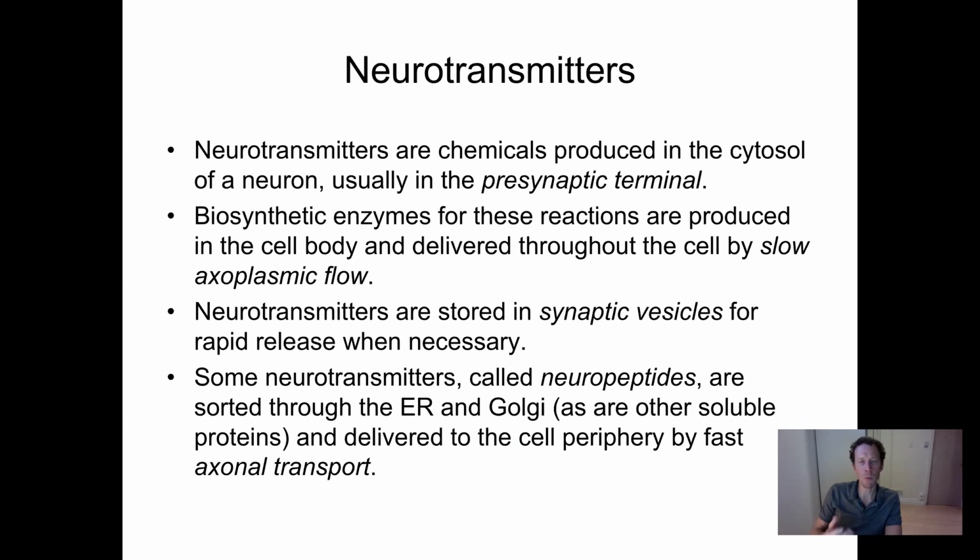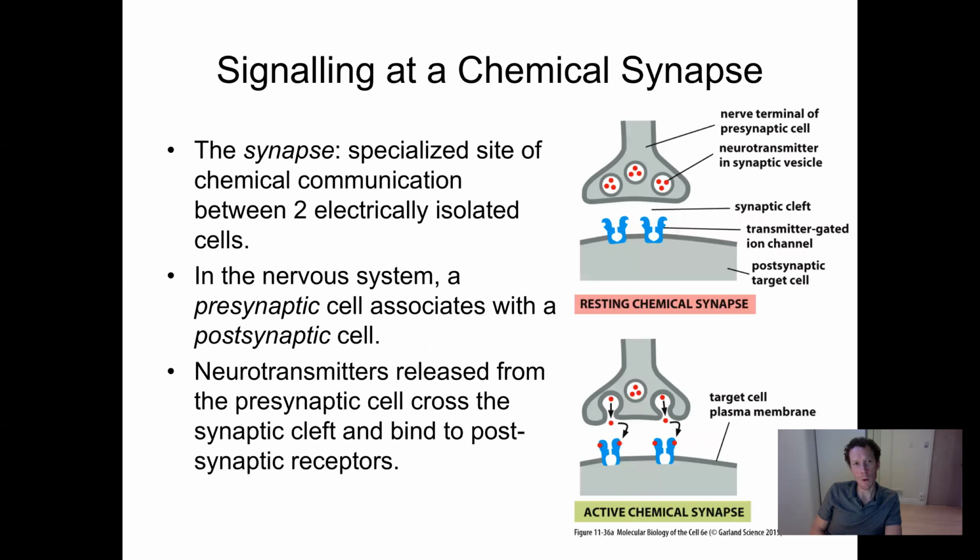But by and large, what I'm going to talk about are neurotransmitters, and I'm really only going to use two examples, glutamate and acetylcholine. These are both excitatory neurotransmitters. Glutamate is important in the central nervous system. Acetylcholine is very important in the peripheral nervous system for muscle contraction. These are the ones that we'll talk about primarily in the course.